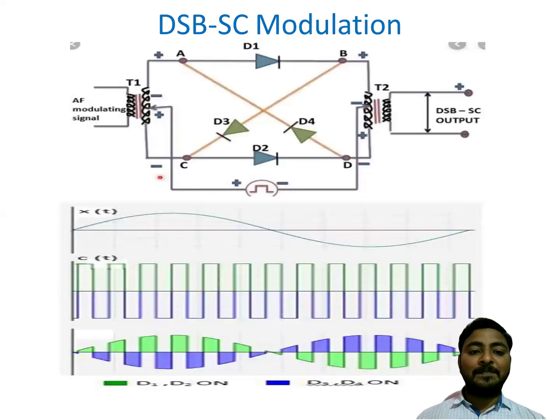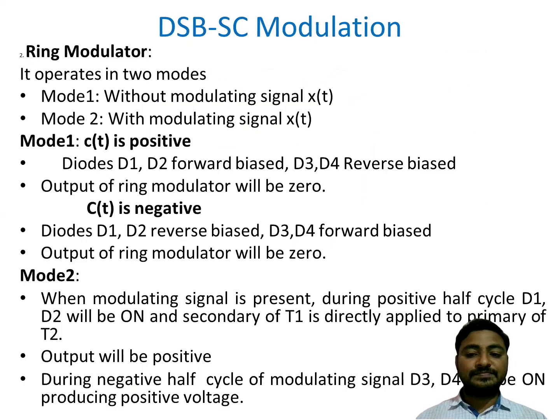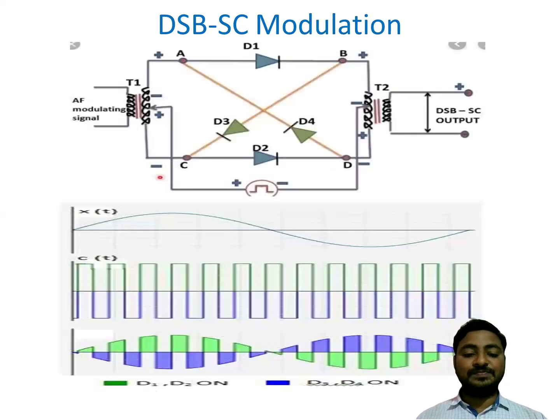Second case, you have to apply c(t) negative. When c(t) is negative, the diodes D1 and D2 are reverse biased and D3 and D4 are forward biased. Then the output of the ring modulator will be 0. In the second mode of operation, when the modulating signal is present during the positive half cycle, D1 and D2 are in the on position and T1 is directly applied to the primary of T2, then the output is positive.